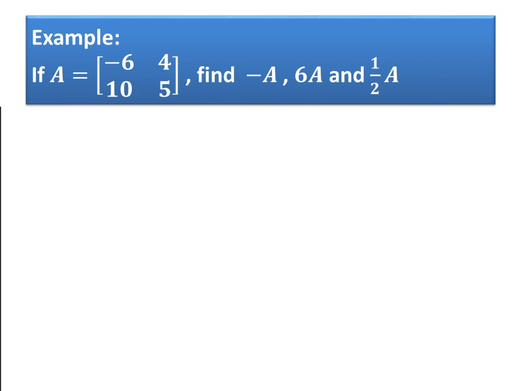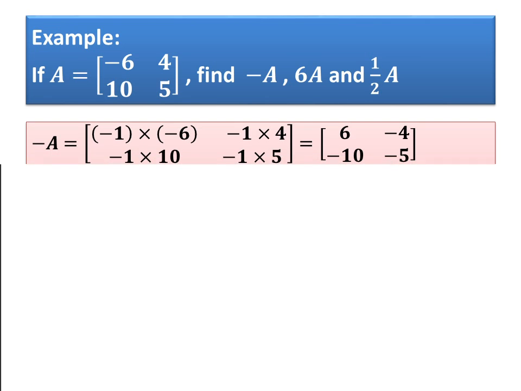Example: if A is the 2 by 2 matrix in front of us, I read it row by row, minus 6, 4, 10, 5. Find minus A, 6A, and half A. We start finding minus A. Minus A means multiplying the matrix A by minus 1. And according to the rule we've seen on the last slide, this means that the minus 1 will be multiplied by each element inside the matrix.